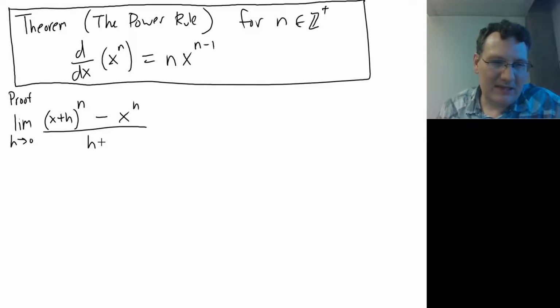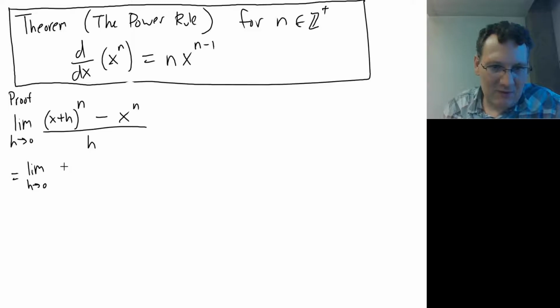So for the proof, we'd take the limit as h goes to 0 of this binomial, x plus h to the power n, minus x to the n, all over h. Hope my n's and h's don't look too similar to each other. Try to make that a little bit more n-like. All right, so we're going to have to expand this using the binomial theorem. Really, we don't have to look up the whole binomial theorem. We just need the first couple of terms.